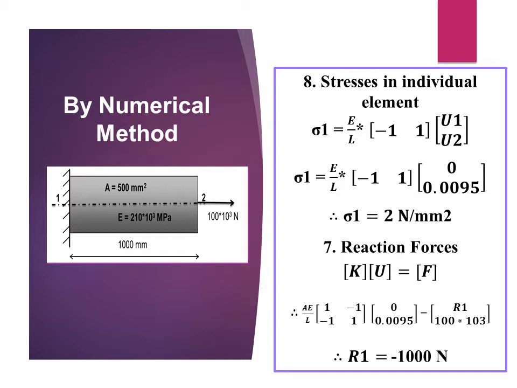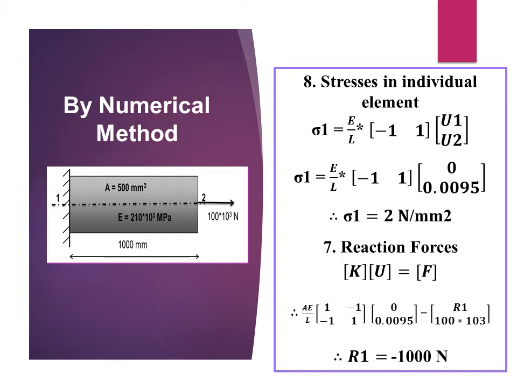Now how are you going to calculate the reaction force? I already told you that whenever there is a support, there will be a reaction. So K into U is equal to F. By putting all the values in matrix form, the global force matrix will be modified as R1, and the second row is 100 into 10 raised to 3, and by multiplying the matrix you will get R1 is equal to minus 1000 Newton.